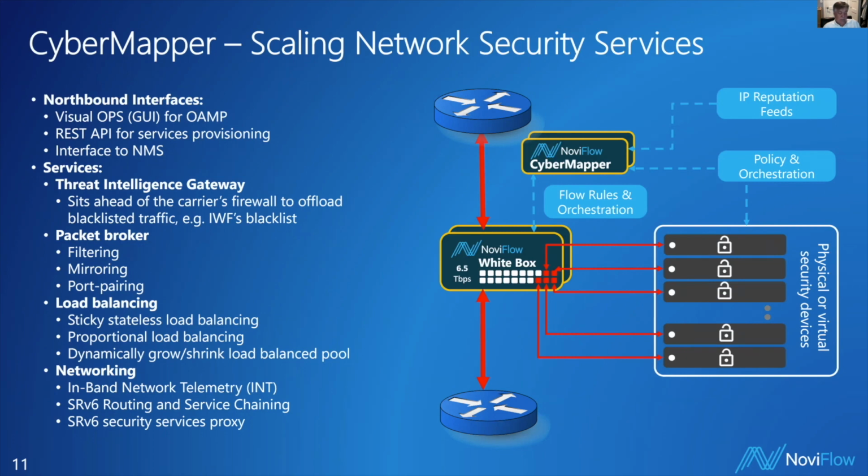SRv6 routing that allows the security services to be globally addressable and service chained in the SRv6 network, and SRv6 security services proxy that allows the operator to associate one or more security services load balanced by the CyberMapper to an SRv6 segment ID, or SID, that is then advertised to the network.